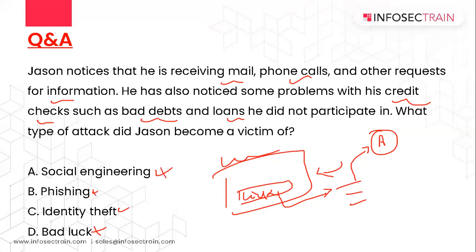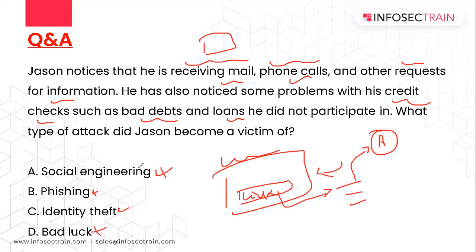After this, we have identity theft. Over here, the victim is continuously receiving unsolicited mail, phone calls, and other requests for information. This information tells us that someone has created a similar account. The attackers are using very common tactics, and that is identity theft, in which they steal our PII, through which we are identified.